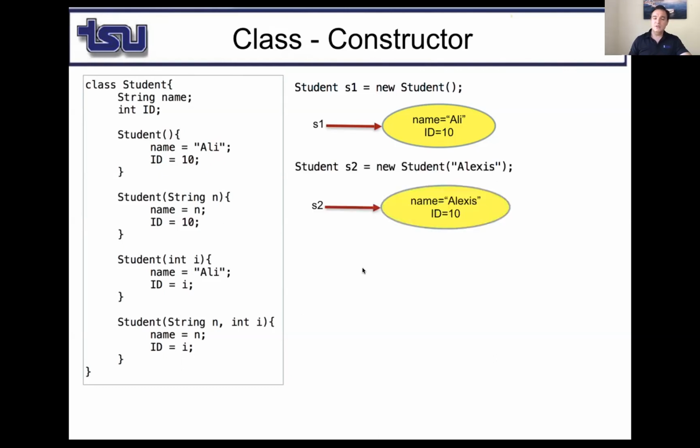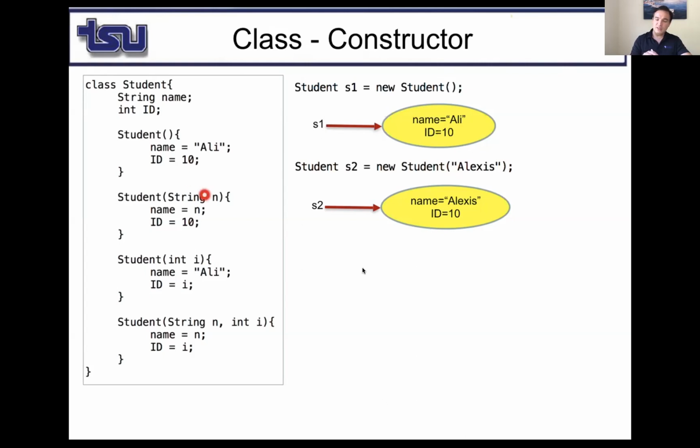Okay. How about this way? If I say student S2 is equal to new "Alexis", now double quotes, that means that's a string. Java will say, okay, I need to create an object of student class using the constructor that takes a string as input. Do I have such a constructor?